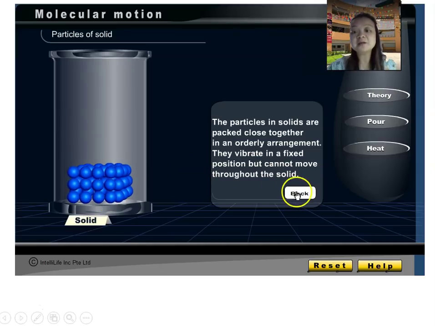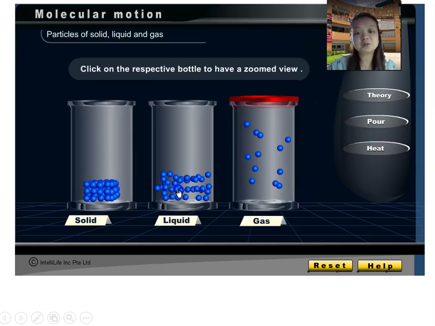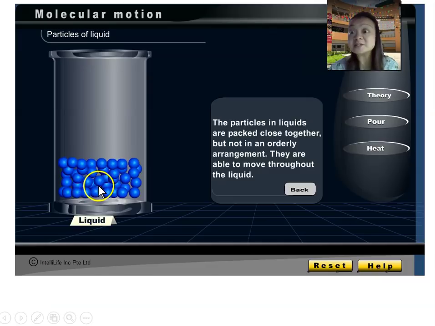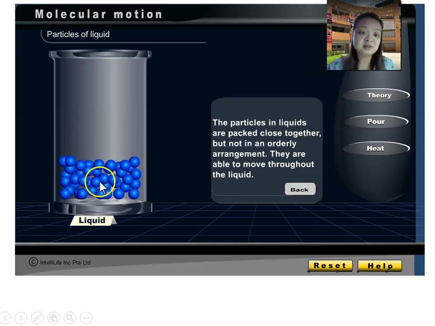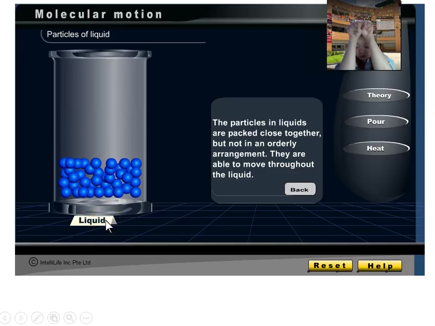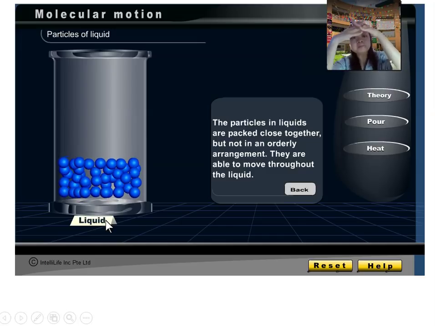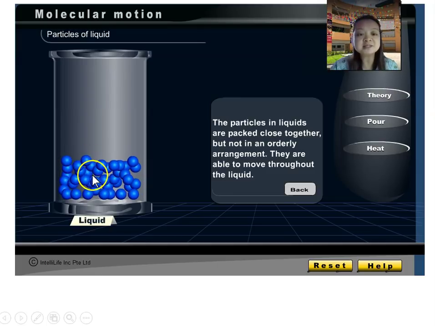Okay. Next, let's look at your liquid particles. Your liquid particles seem to be moving in a very different way as compared to your solid particles, right? They seem to be sliding past one another, and you can tell that they are not so fixed. They are not so stuck, or in a square shape. They seem to be moving in a very free manner, sliding past one another, and they seem to have a little bit more space in between them, but still relatively closely arranged.